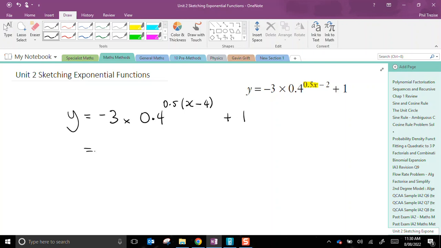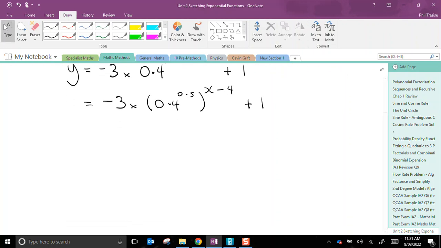Now I'm going to think of this as a different base. I'm going to write this as 0.4 to the power of 0.5, all to the power of x take 4. So having a multiplying coefficient here in front of the exponent x, it's really like having a different base. Rather than a base of 0.4, we have a base of 0.4 to the power 0.5. It's just a different number.